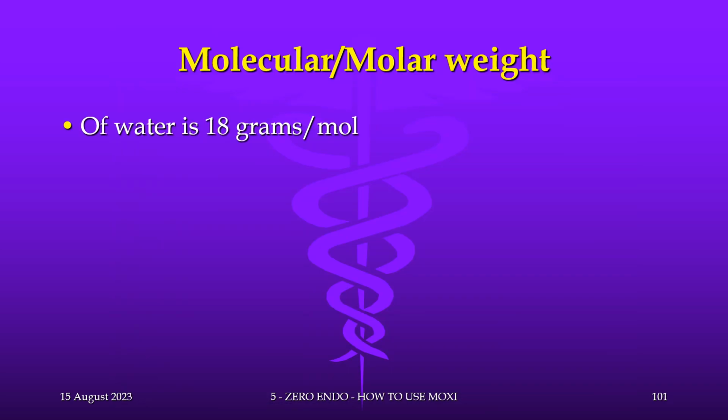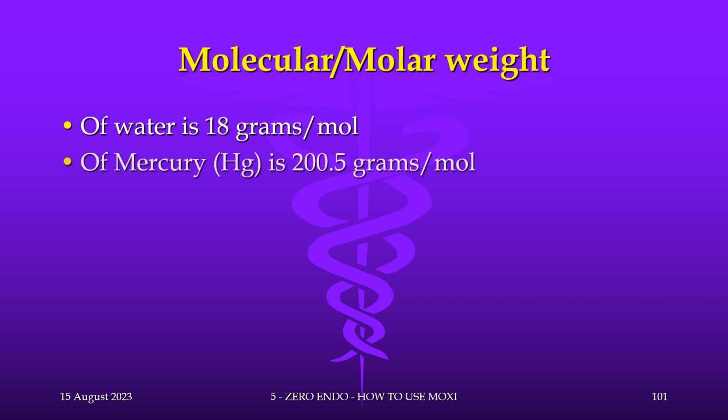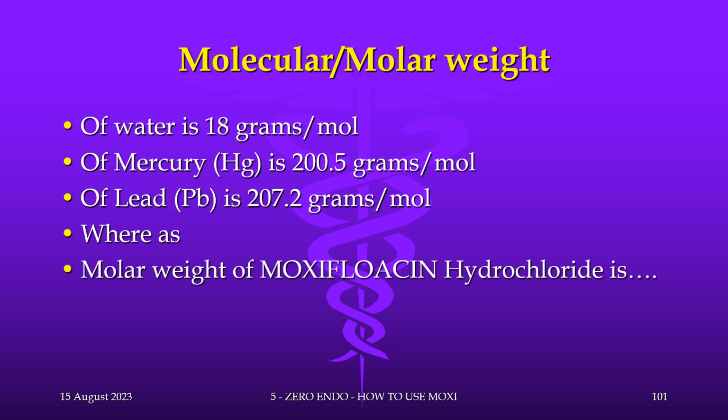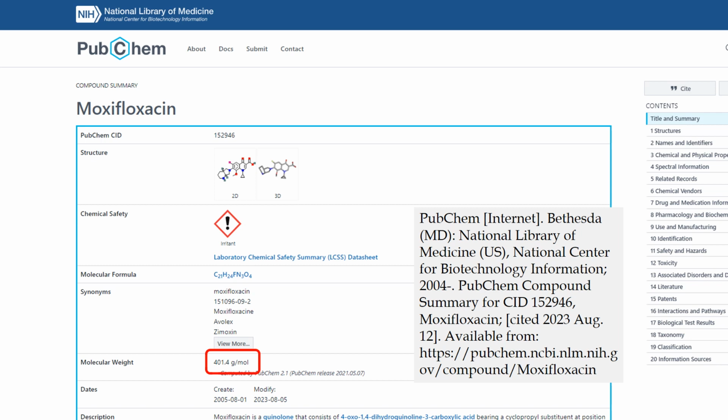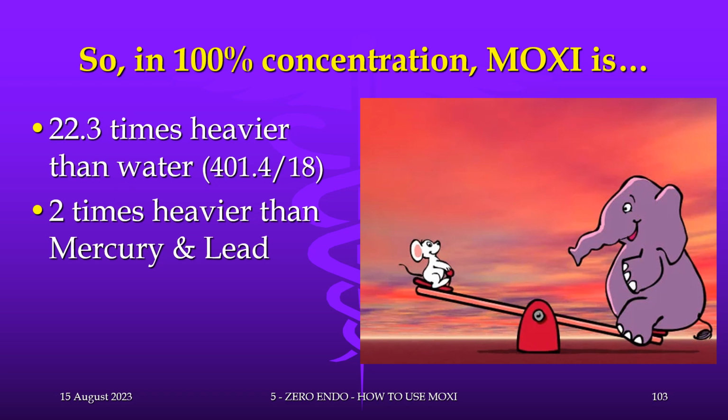It is very interesting to know that the molecular or molar weight of water is 18 grams per mole. Of mercury, it is 200.5 grams per mole. Of lead, it is 207.2 grams per mole, whereas the molar weight of moxifloxacin hydrochloride is a whopping 404.4 grams per mole. So, in full 100% concentration, the Moxi is 22.3 times heavier than the water and about 2 times heavier than the mercury and lead.